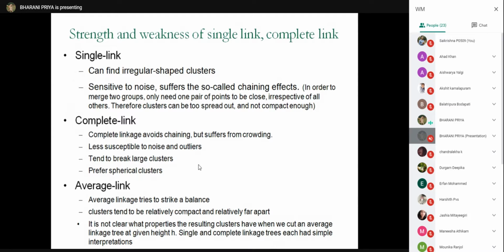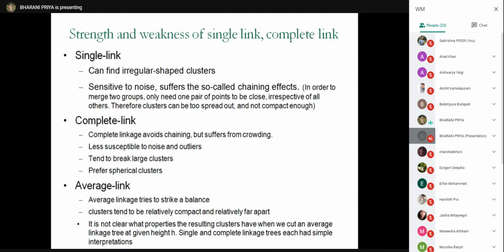And an advantage, this is to be written on the top, but I have written it as a fourth point. The advantage is it can break the large clusters into small clusters. And complete link prefers spherical clusters rather than elliptical clusters. It is more appropriate for spherical clusters. Average link: all the drawbacks which are there in complete link and single link are balanced by average link. But clusters are relatively compact and far apart.